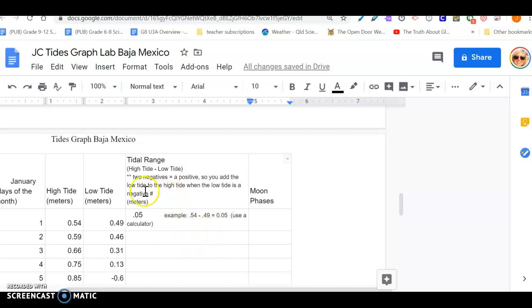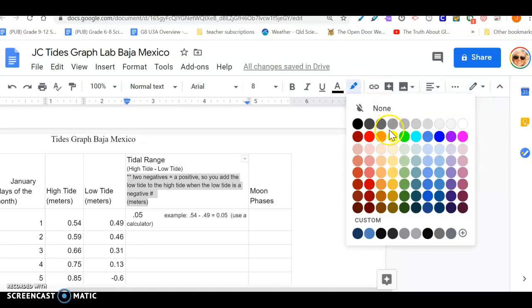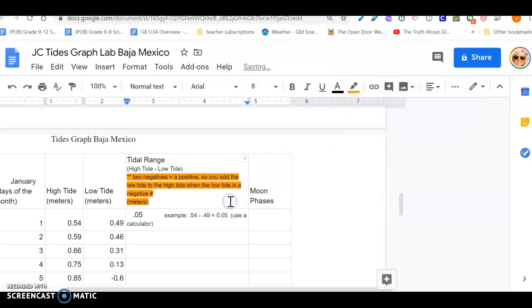But again, I wrote up here for you to remember, and actually I think I'll highlight this for you. Really important. That's not my text color. I don't know where my fill color is. Highlight color, let's do, I guess, orange. 2 negatives equal a positive, so add the low tide to the high tide when the low tide is a negative number, okay? And these high tides and low tides are all done in meters.